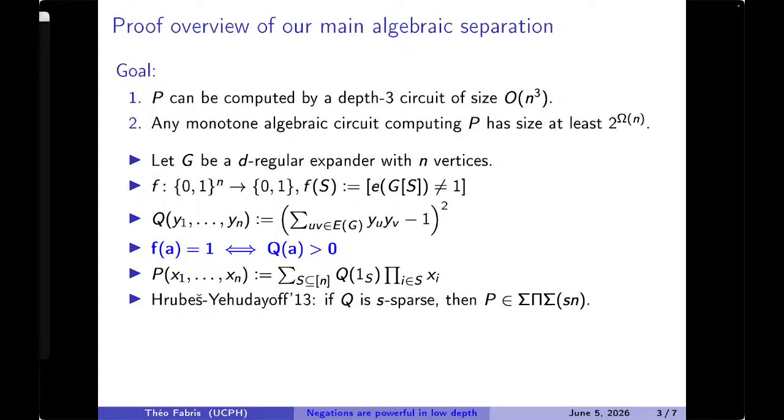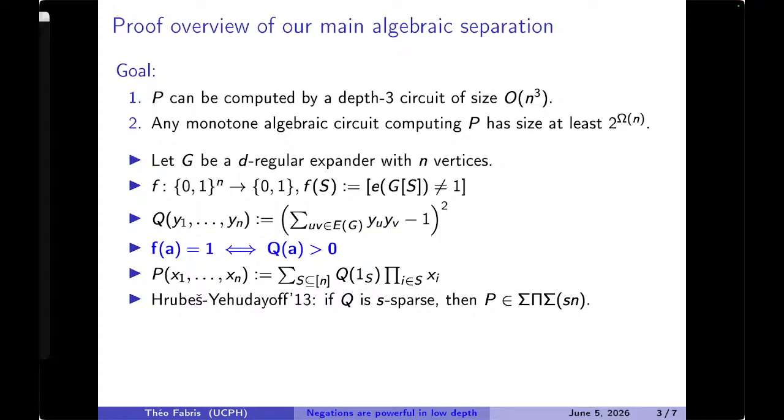Now I'm going to use a few lemmas that were proved before our work. The first one is from a paper of Shpilka and Yehudayoff. They show that for any polynomial of this kind, if Q is S sparse, then we can get a depth-three circuit for P that has size S times N. And in our case, S is N squared, so now we got the upper bound over there. So now we're happy, we already have the upper bound, now we just need to prove the lower bound.